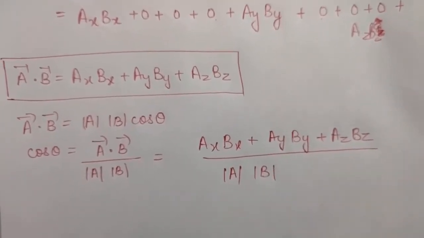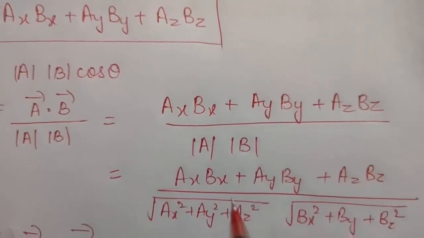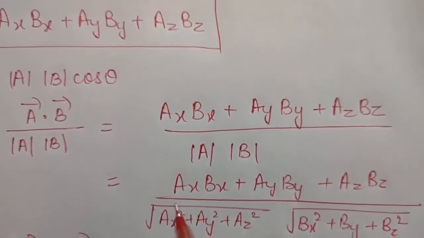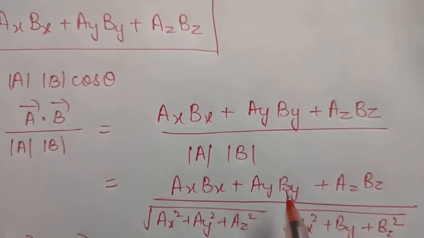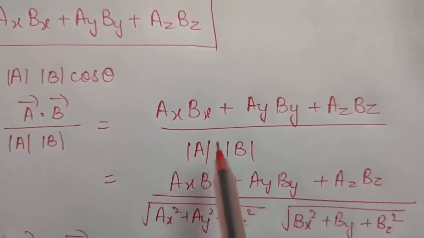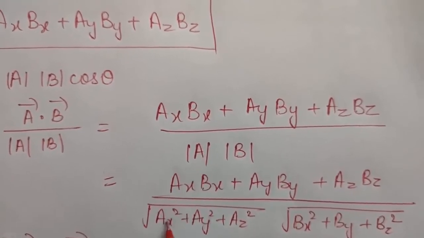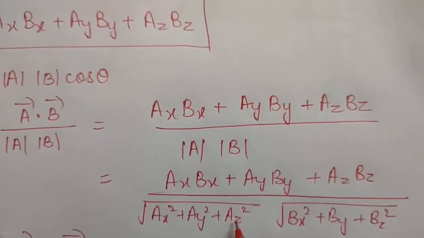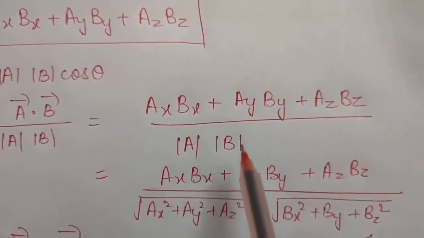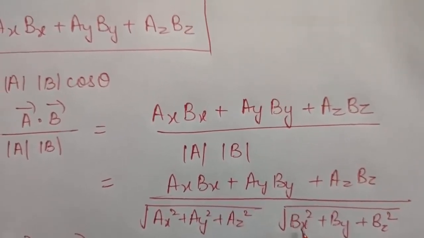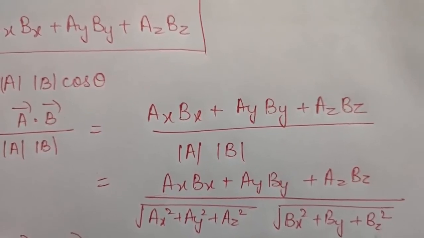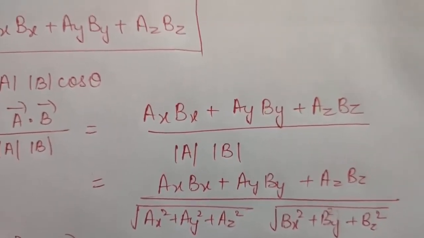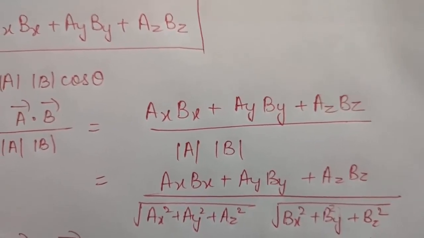And you also know, to calculate the magnitude of any vector, the formula is under root of A square plus B square plus C square. So this is AX BX plus AY BY plus AZ BZ. Magnitude of A will be under root of AX square plus AY square plus AZ square. Similarly, magnitude of B will be under root of BX square plus BY square plus BZ square. Okay, so now let us see one question based on these formulas.